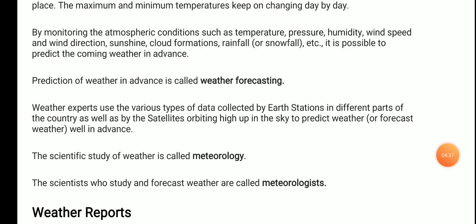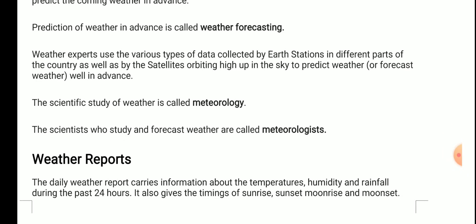So the topic that we are going to start today is weather reports. The daily weather report carries information about the temperatures, humidity, and rainfall during the past 24 hours. It also gives the timings of sunrise, sunset, moonrise and moonset.